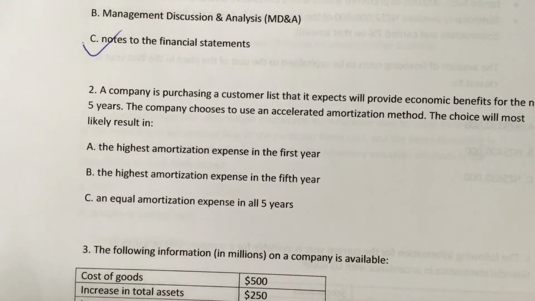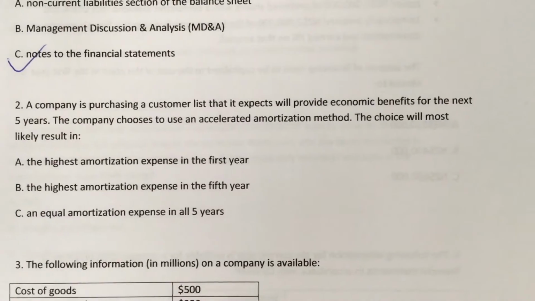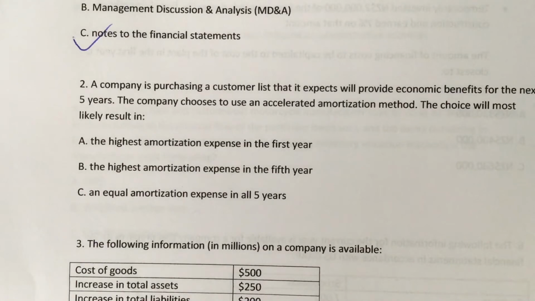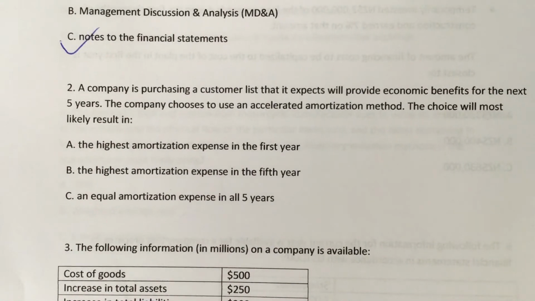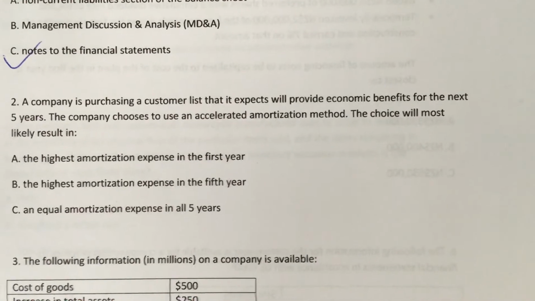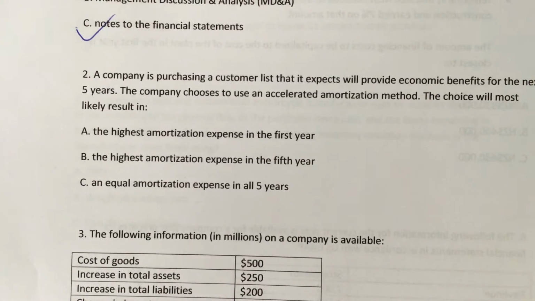Question 2. A company is purchasing a customer list that it expects will provide economic benefits for the next 5 years. The company chooses to use an accelerated amortization method. The choice will most likely result in A. The highest amortization expense in the first year, B. The highest amortization expense in the 5th year, C. An equal amortization expense in all 5 years.